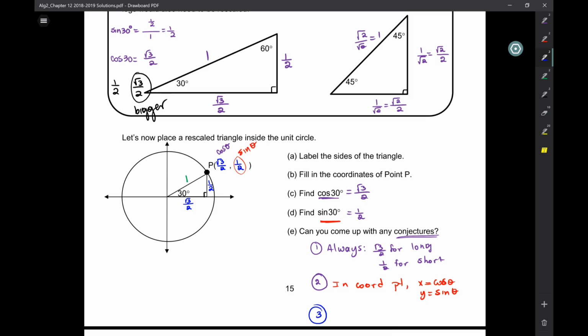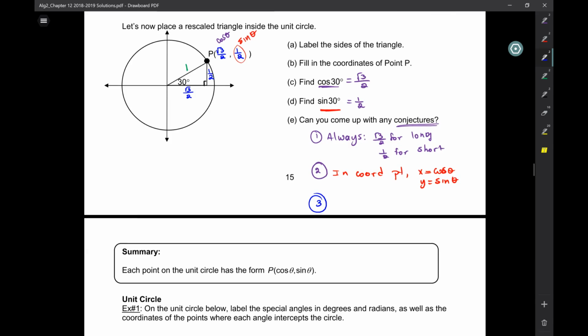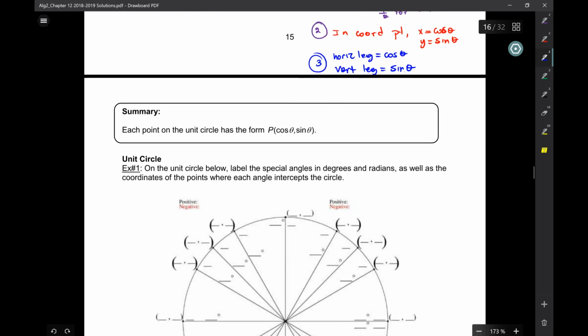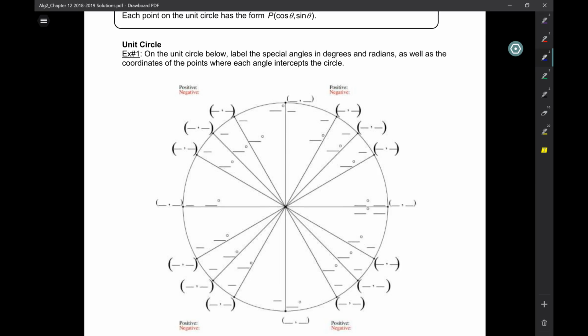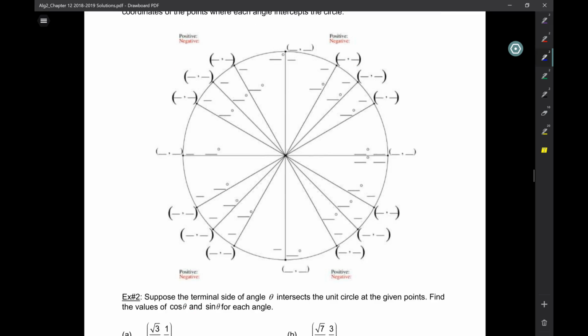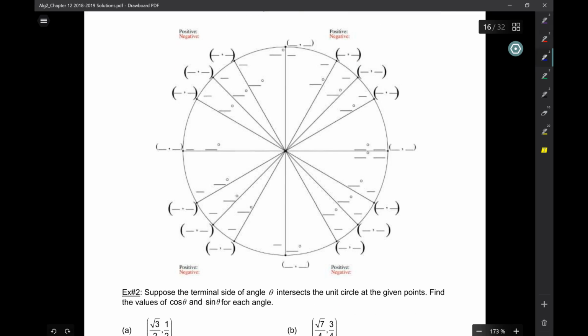Okay? So, horizontal leg is the cosine, and the vertical leg is the sine of theta. Okay? All right, let's fill in some of these now. Okay, let's do this. Take a look at this.